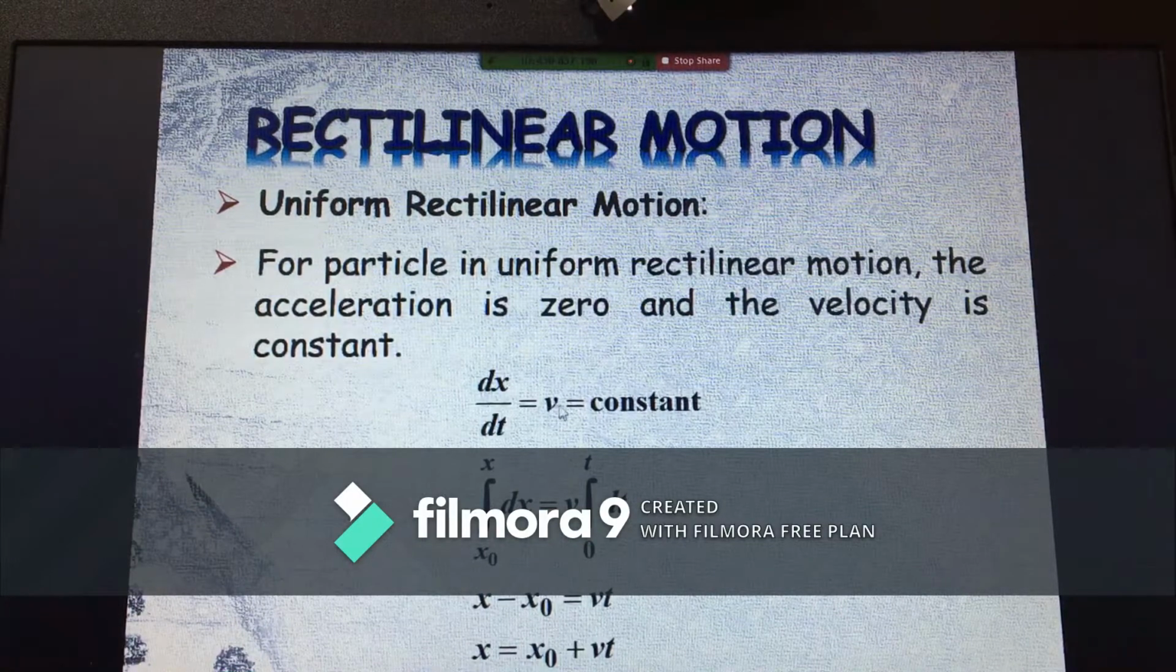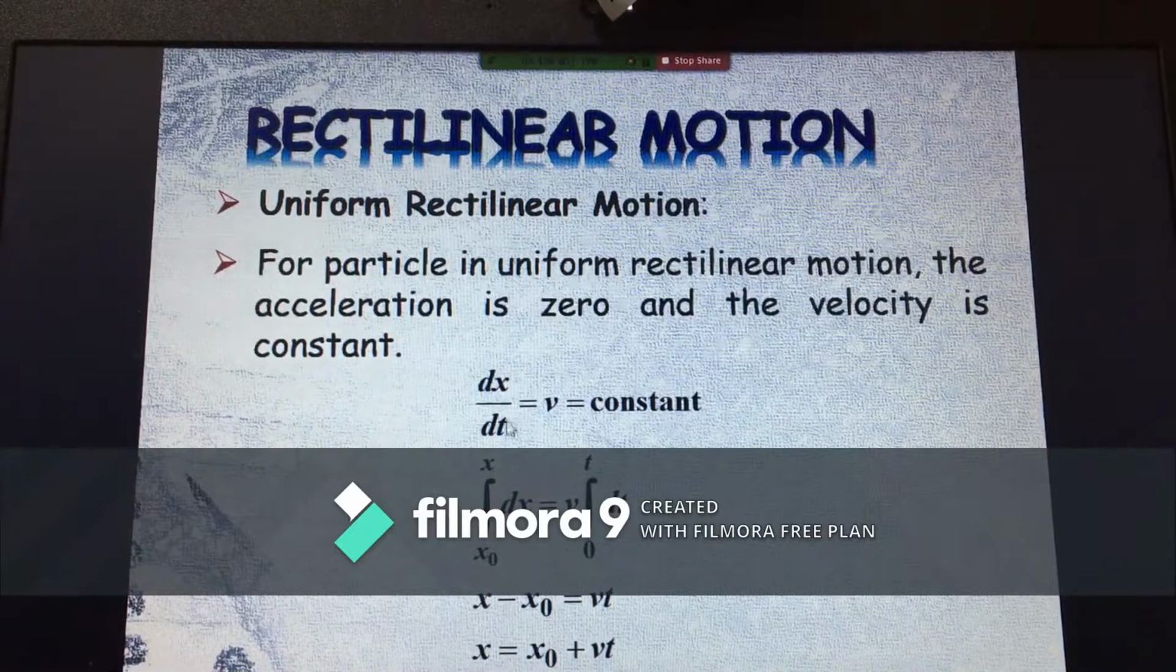And take note, as mentioned here in this concept, for the velocity that is constant, acceleration is 0. So from here, what we're going to do, we have to multiply both sides by dt, or you simply cross multiply this dt here. So we have dx equal to v dt.